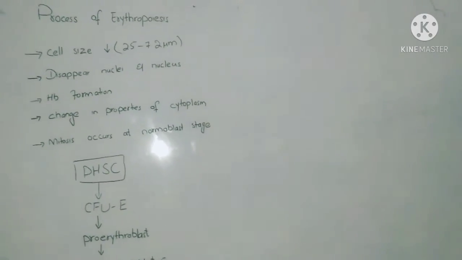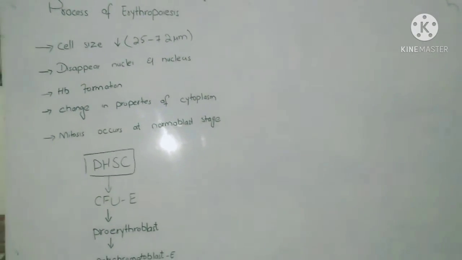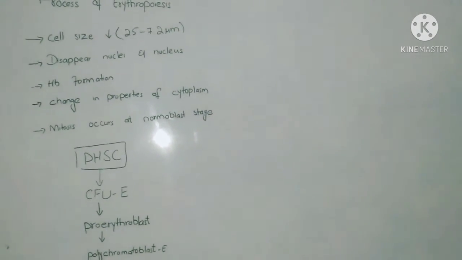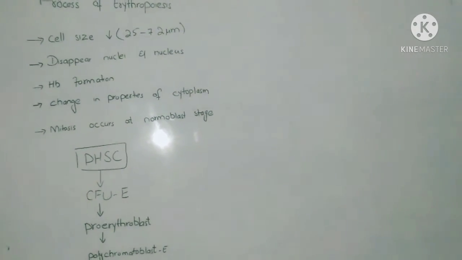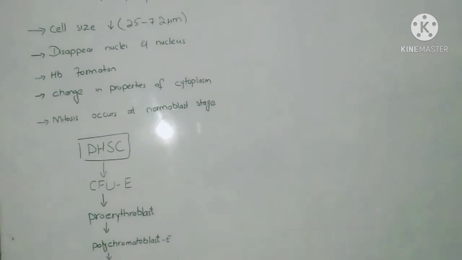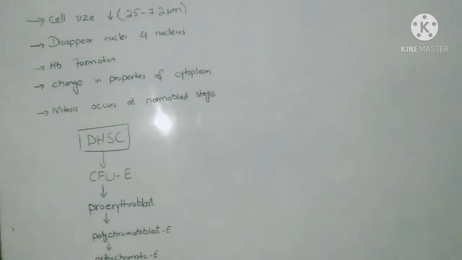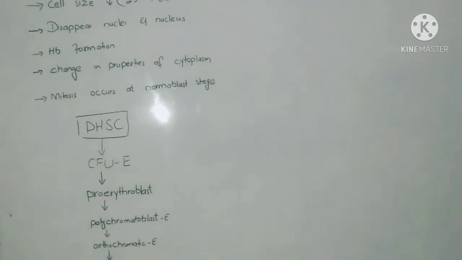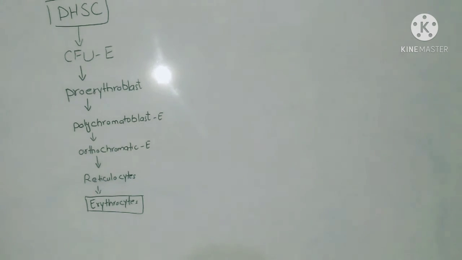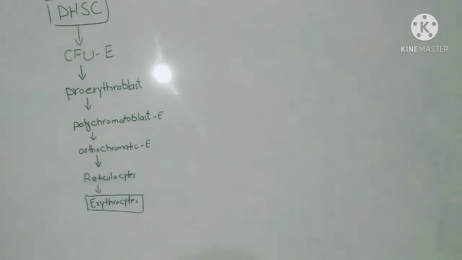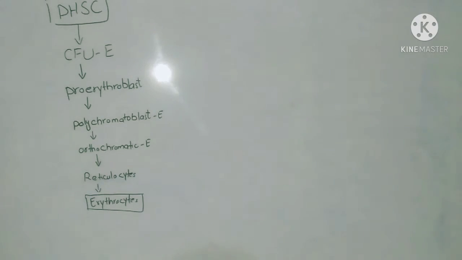The process of erythropoiesis includes: number 1, cell size, which decreases from 25 to 7.2 micrometer. Disappearance of the nucleus. Hemoglobin formation. Change in properties of the cytoplasm. Mitosis occurs at normal stages. Pluripotent hematopoietic stem cells form the colony-forming unit erythroblast. Next, the proerythroblast is formed, then the polychromatophilic erythroblast. The next form is the orthochromatic erythroblast, then reticulocytes are formed, and finally erythrocytes are formed.